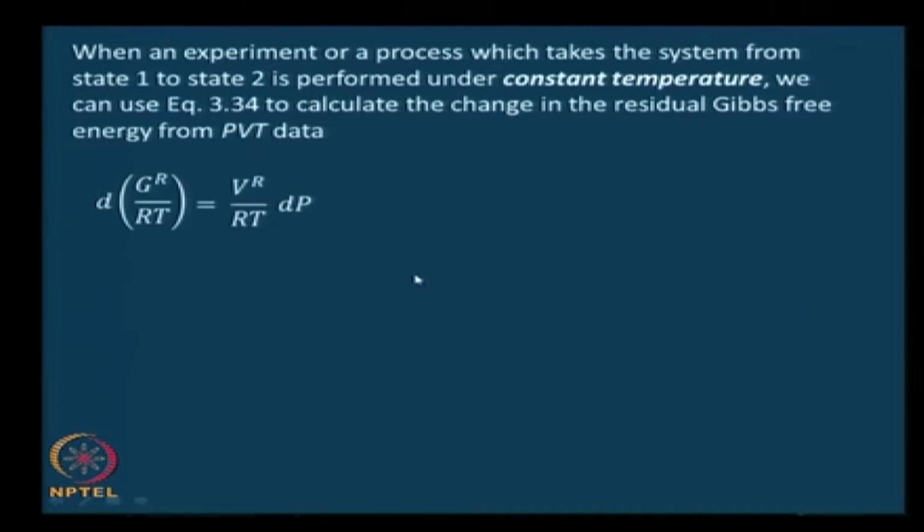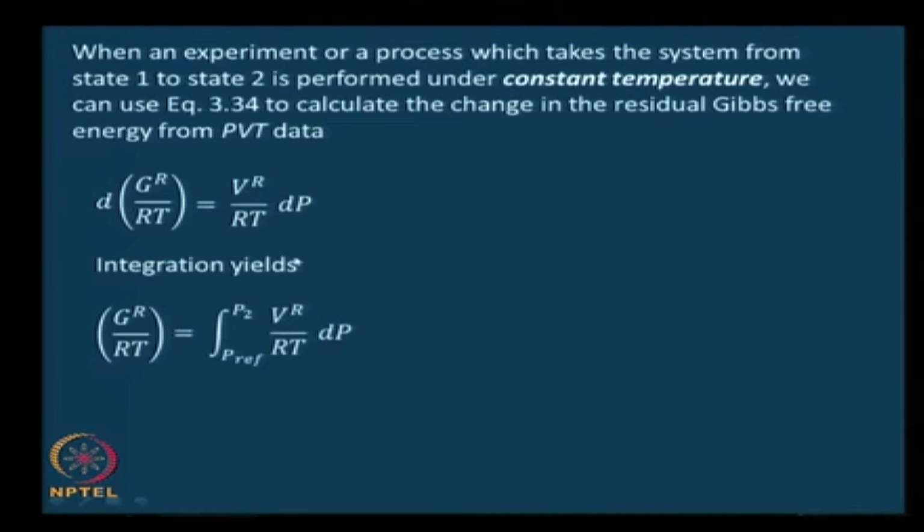dGr by RT equals Vr by RT dP at constant temperature. The other derivative at constant temperature goes away because that goes to 0, rather the dT term goes to 0, and therefore, the other term drops out. Under these conditions, integration of this equation, the integral of dGr by RT is nothing but Gr by RT, and if we integrate this side, let us say from P reference to a certain pressure P2, Vr by RT dP.